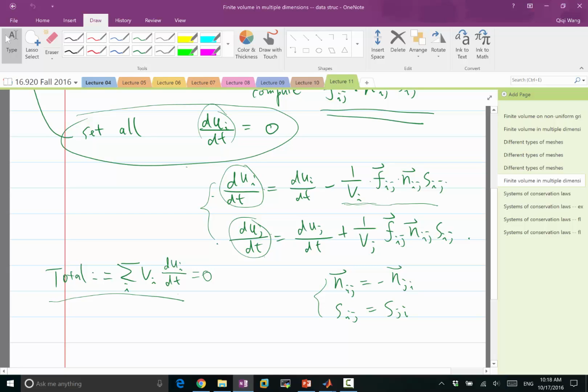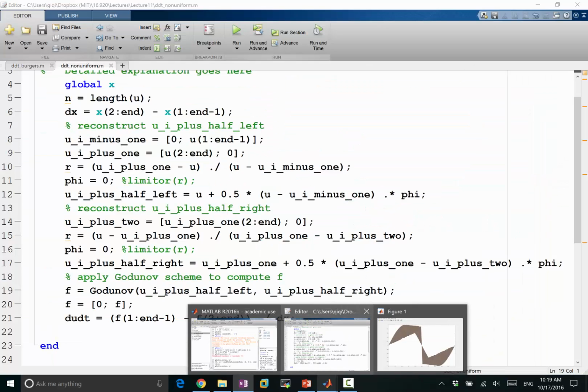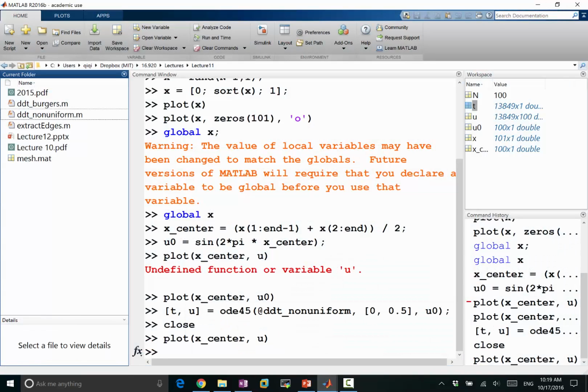Yes. What is the structure of the grid going to be, like how do you get the normal and Sij from your grid information? How do I get that from the grid information? That's a very good question. So let me actually demonstrate using one thing.